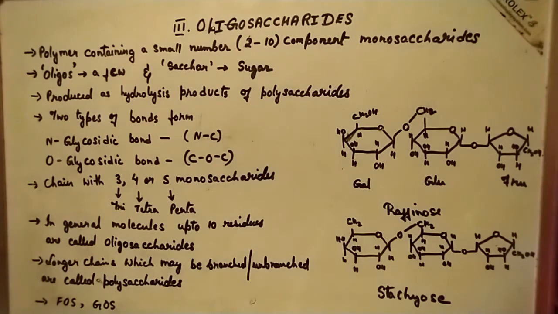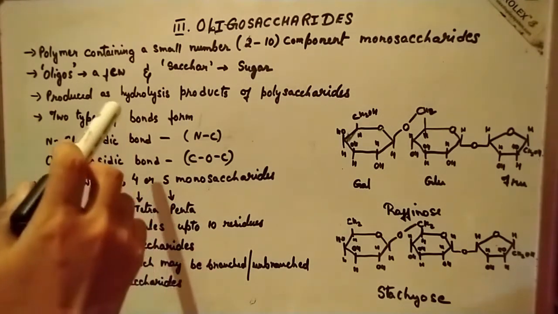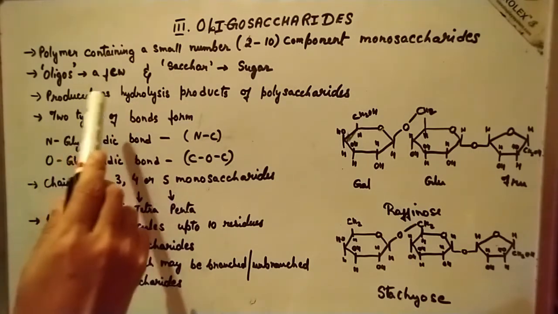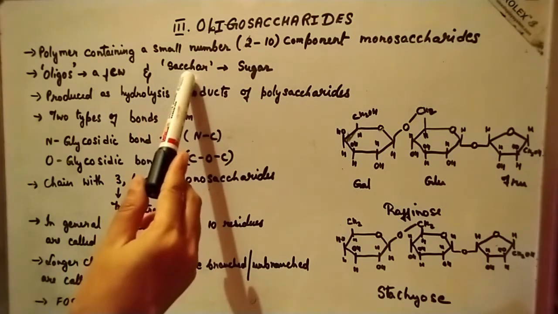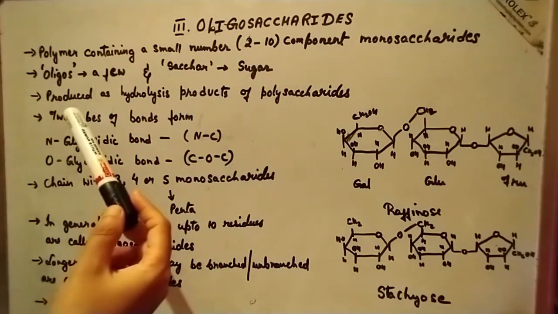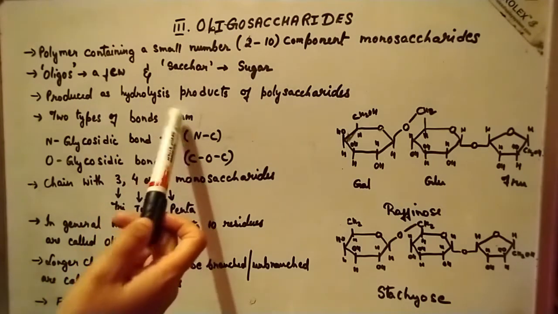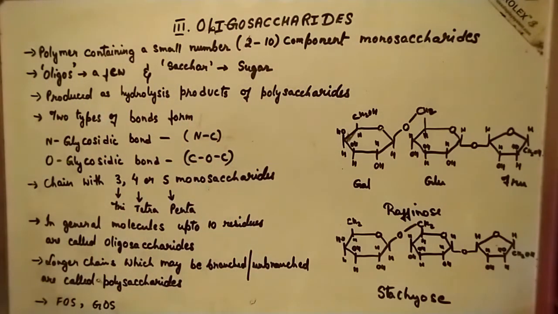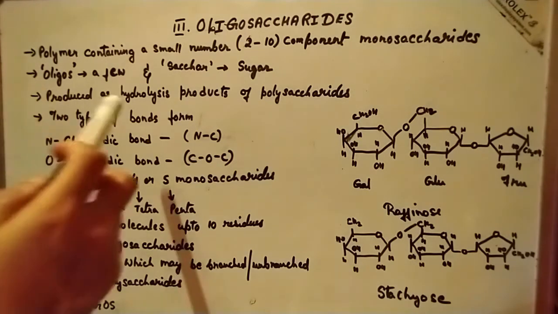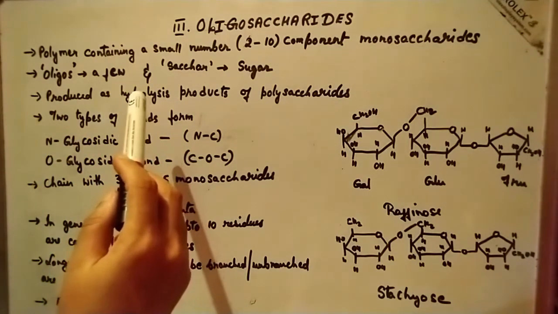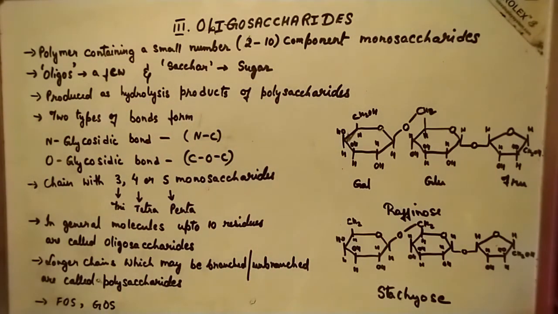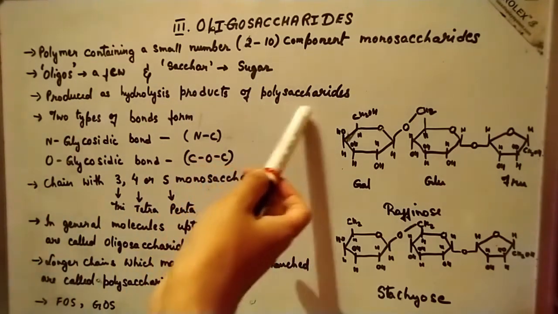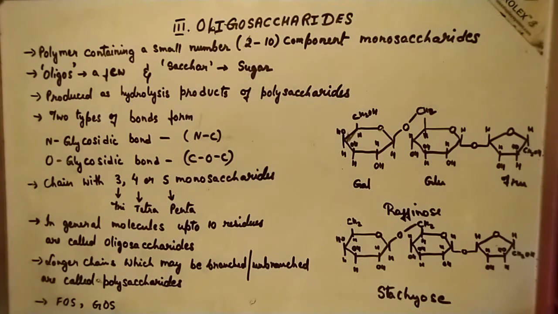The word oligosaccharide is derived from the Greek word oligos, which means a few, and the word saccharide, meaning sugar. These are generally not found as naturally occurring sugars. They are, however, obtained as hydrolysis products of polysaccharides, that is, the long chains of monosaccharide units, the larger chains.